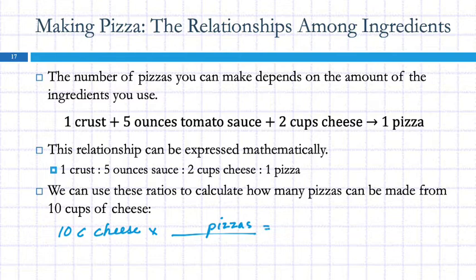We have cups of cheese, we want to figure out how many pizzas. So we want to divide by cups of cheese, so those units cancel out. The relationship is up here in this recipe, this equation. There are 2 cups of cheese needed for every 1 pizza. 2 cups of cheese for every 1 pizza. We get 10 divided by 2. We can make 5 pizzas.